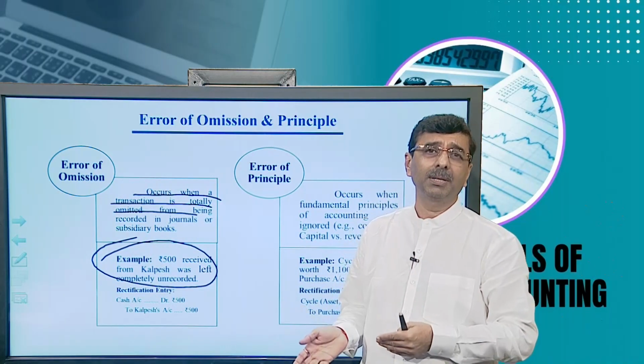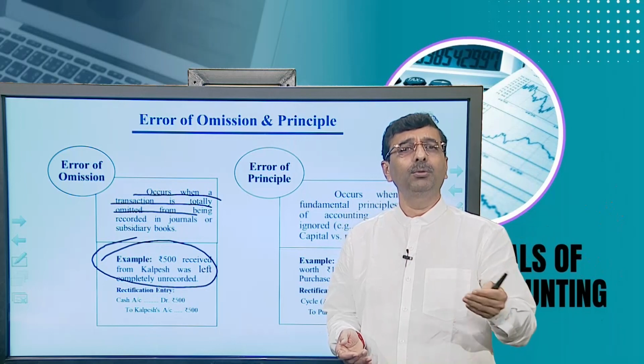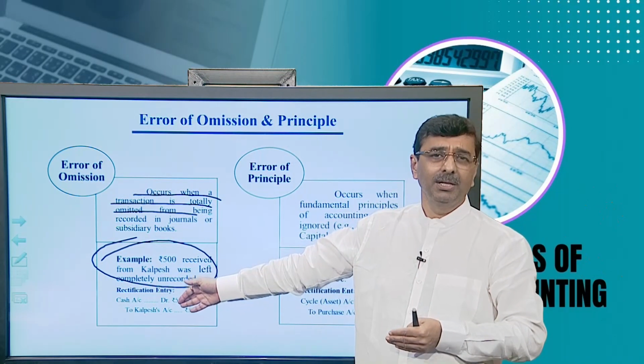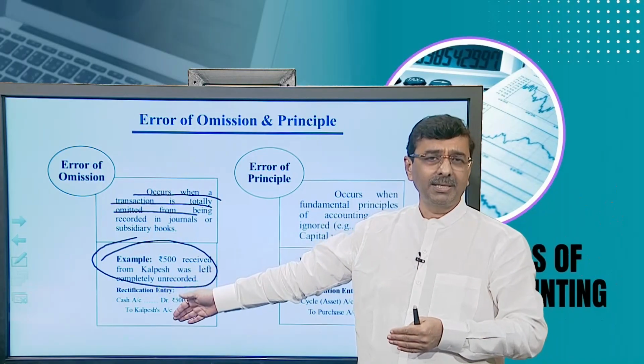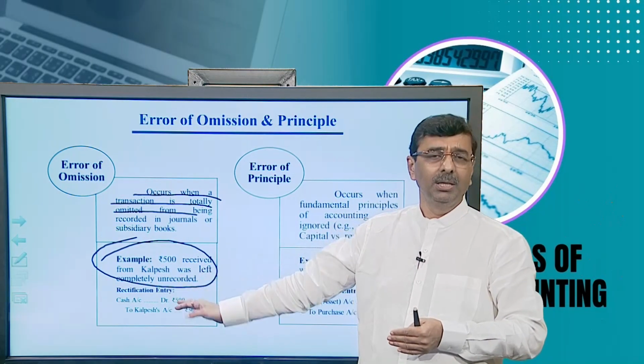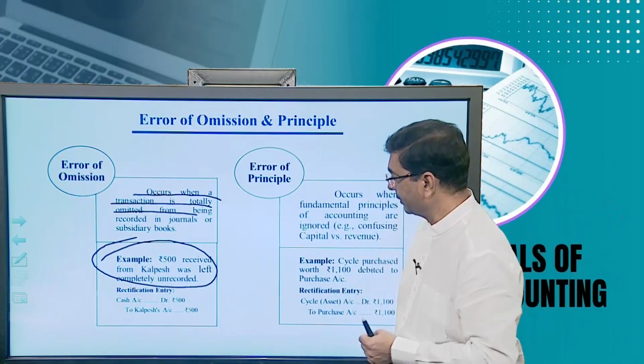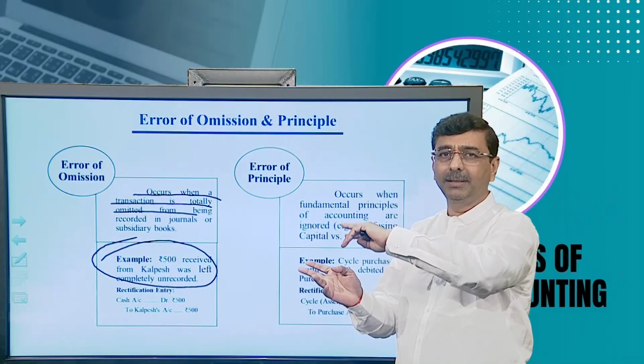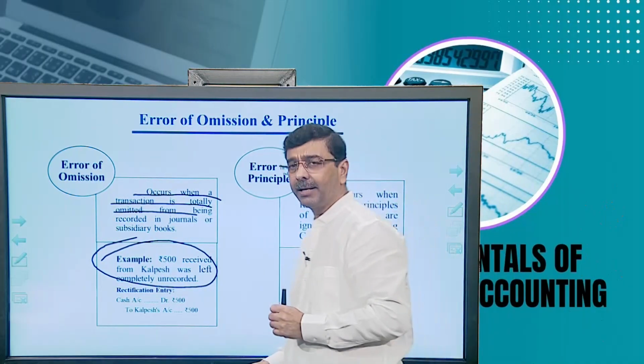And suppose Kalpesh is showing as a creditor, then we have to remove 500 rupees from the creditors, minus from the creditors of the Kalpesh account. Or if it is shown separately for Kalpesh, then it has to be removed from the creditors also. So this is the way to rectify it, and it has an impact on the final statements. The next is error of principle.